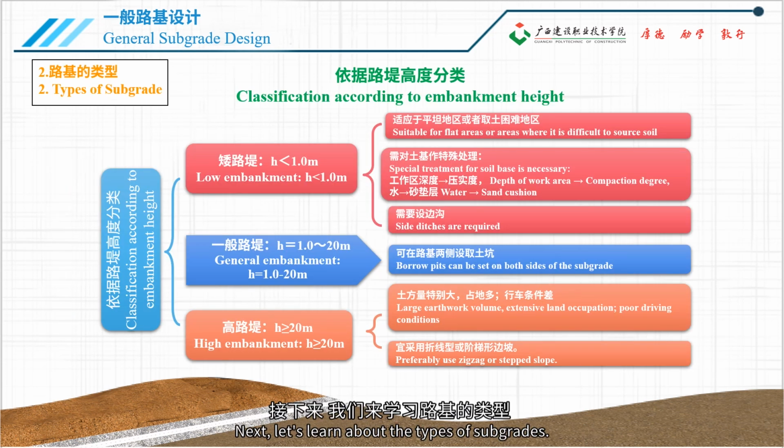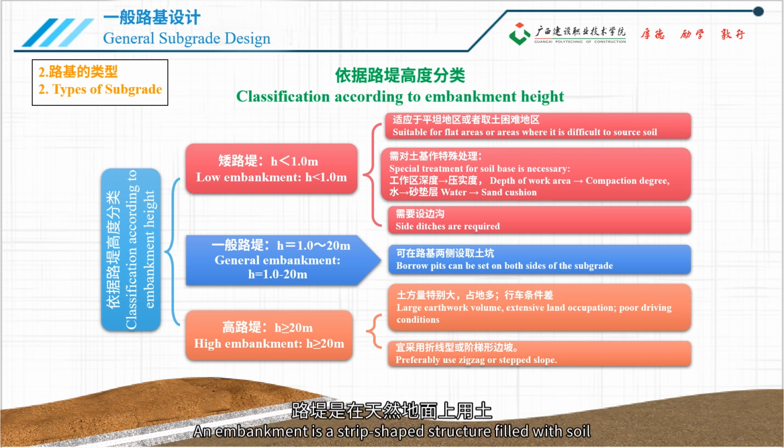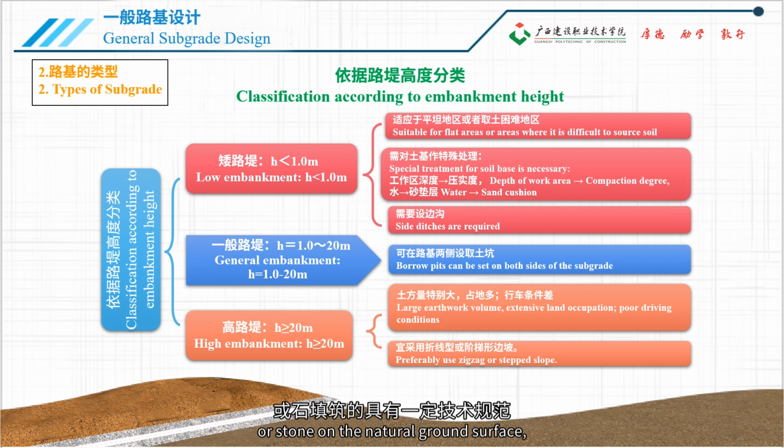Next, let's learn about the types of subgrades. An embankment is a strip-shaped structure filled with soil or stone on the natural ground surface, which meets certain technical specifications. Embankments, based on fill height, can be divided into low embankments, general embankments, and high embankments.